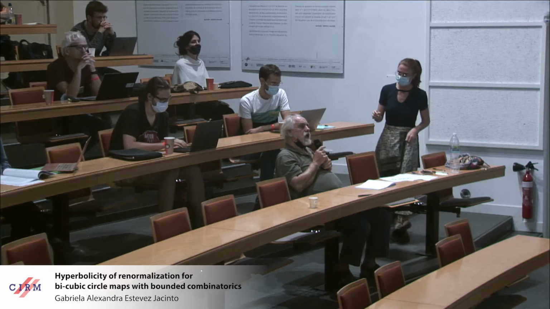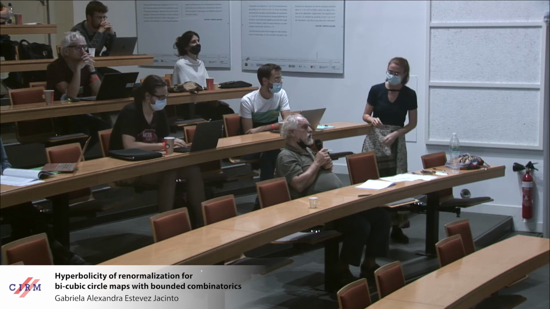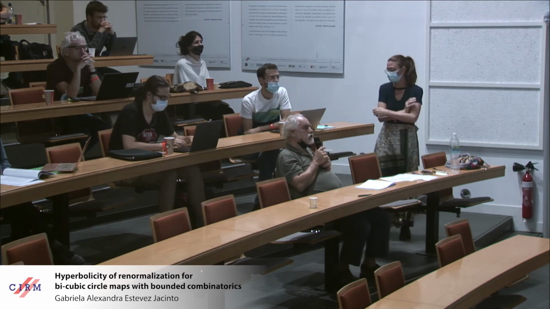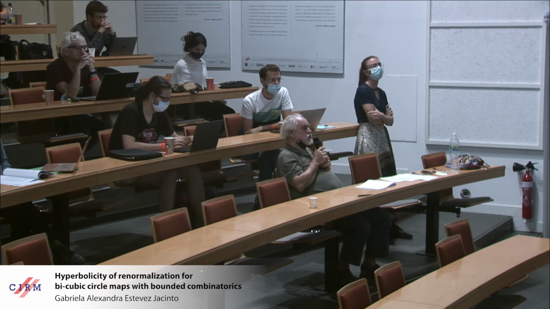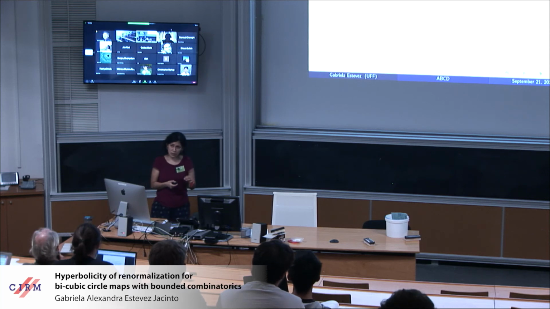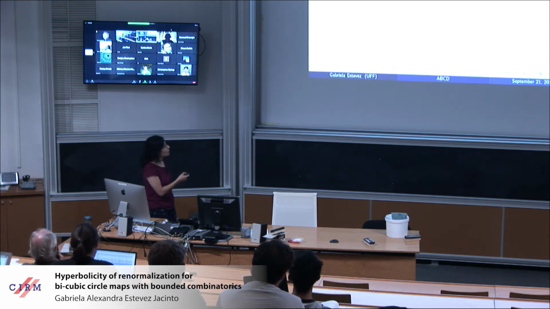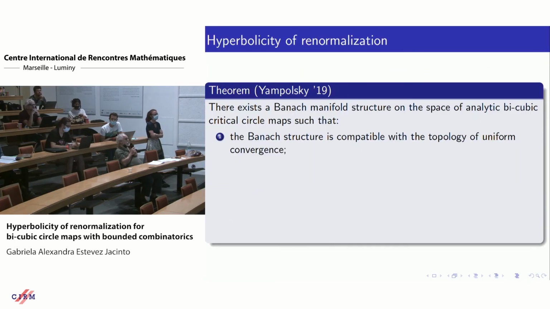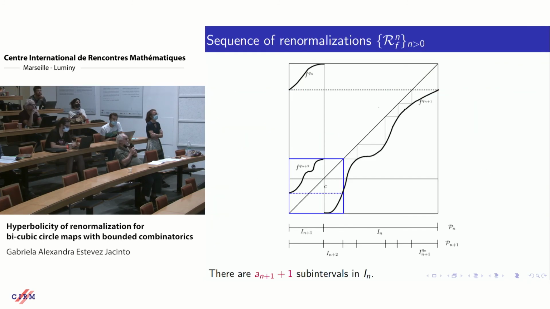How does the arithmetic nature of the rotation number being a quadratic irrational come into the proof? What makes a quadratic irrational different from an arbitrary number of bounded type?